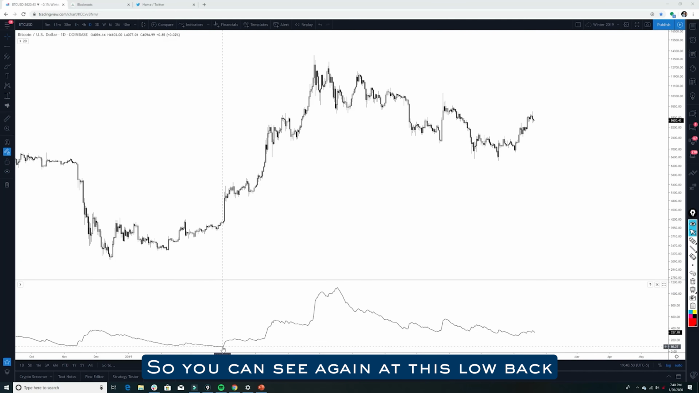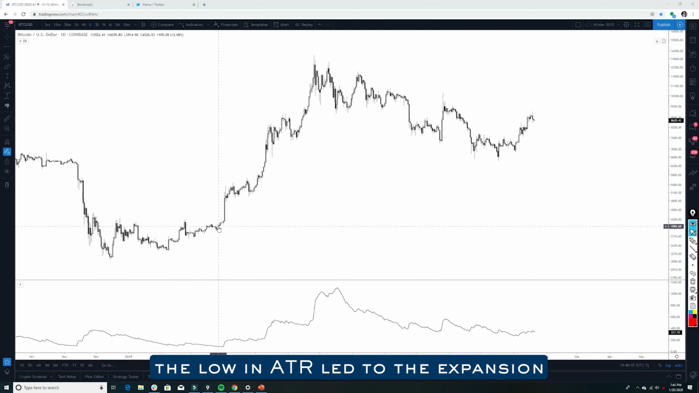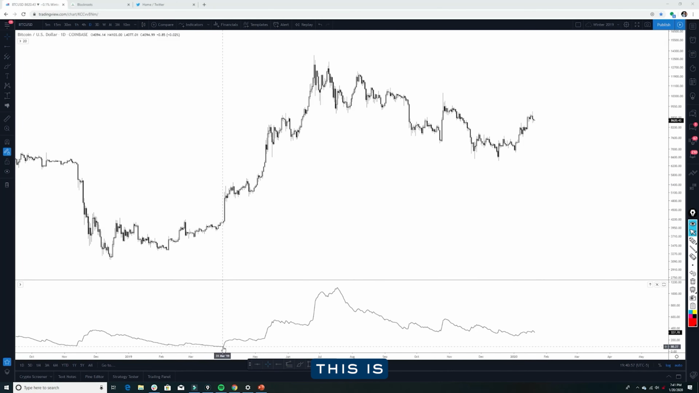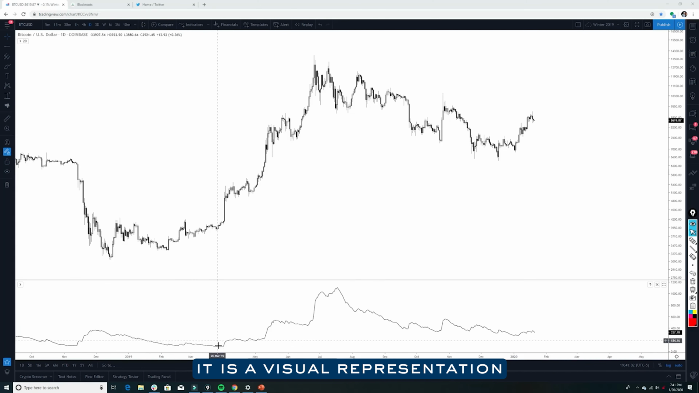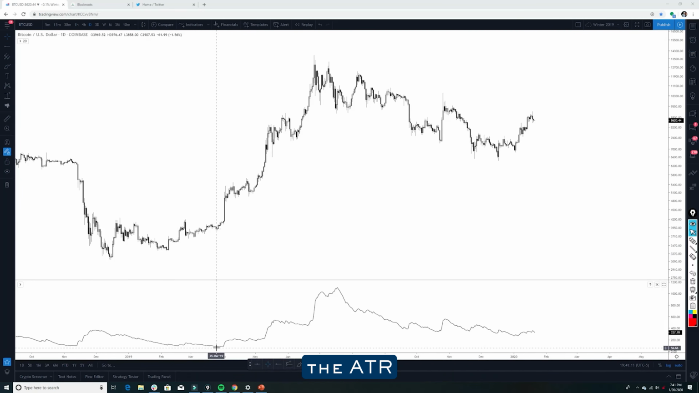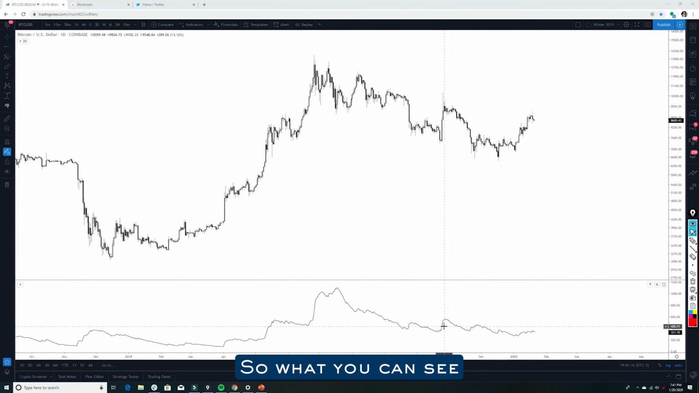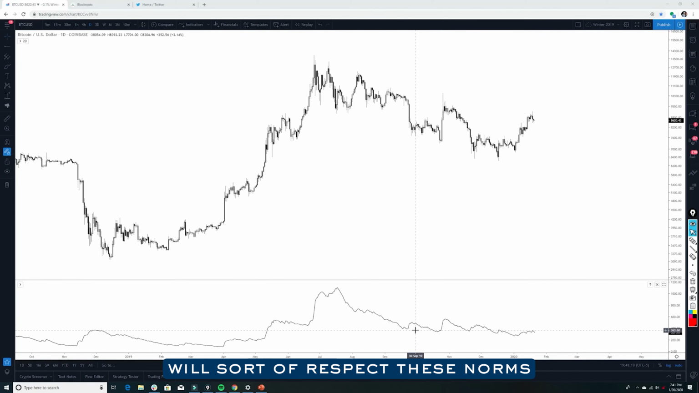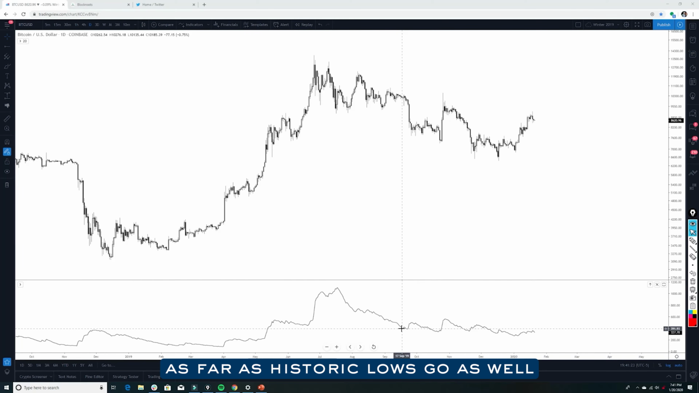So you could see again at this low back here, and again over here, the low in ATR led to the expansion. And it's not that the ATR is leading to anything, but it is a visual representation of the overall volatility, and volatility usually compresses really low before it expands. So you see that in price action, you see that in ATR. If you use any other volatility based indicators, you'd see that as well. So the market will sort of respect these norms as far as the low goes for the recent trend, as far as historic lows go as well.